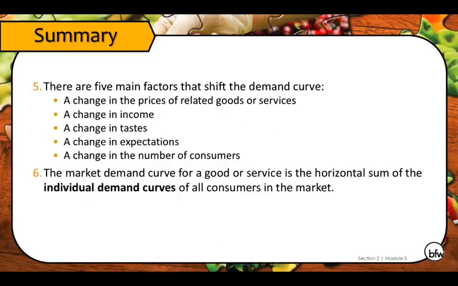There are 5 main factors that shift the demand curve. A change in the prices of related goods or services, and they can be related as substitutes or complements. A change in income, and goods can react as normal goods or inferior goods. A change in tastes and preferences of consumers. A change in future expectations about income, product availability, and prices. A change in the number of consumers or population. And finally, the market demand curve for a good or service is simply the horizontal sum of the individual demand curves of all consumers in the market. This concludes our look at Module 5, the law of demand.